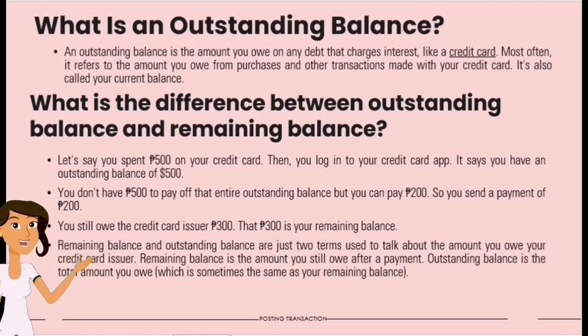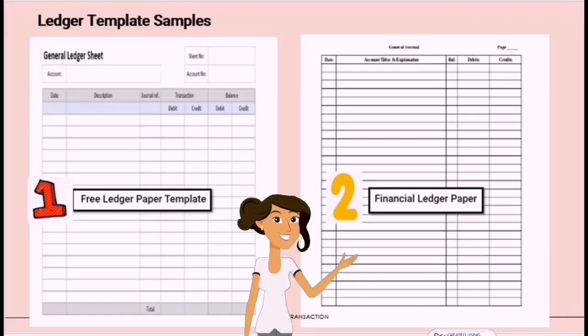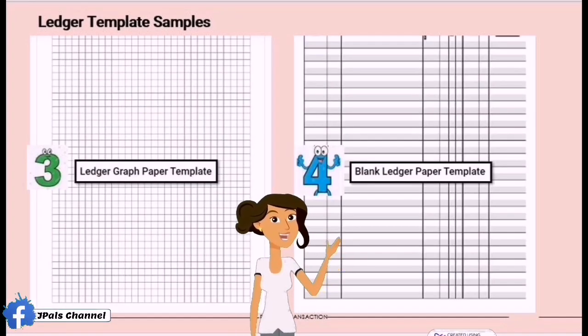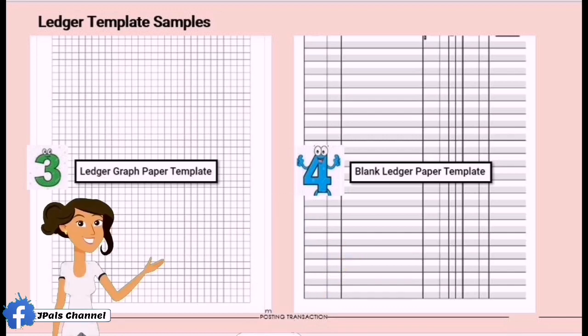Remaining balance and outstanding balance are just two terms used to talk about the amount you owe your credit card issuer. Remaining balance is the amount you still owe after a payment. Outstanding balance is the total amount you owe, which is sometimes the same as your remaining balance. Ledger template samples: free ledger paper template, financial ledger paper, ledger graph paper template and blank ledger paper template.